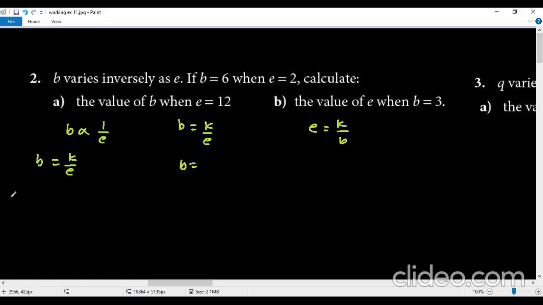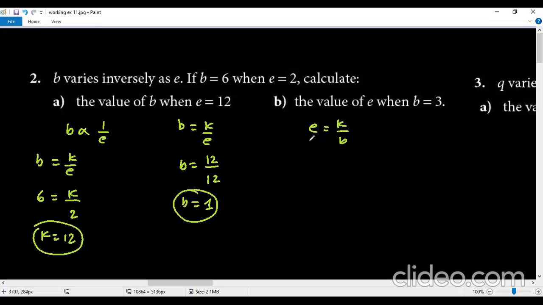Now here the value of b is to be found out, so we need to know the k value. In the question itself it says b equals 6 and k is unknown and e is 2, that means k is going to be equal to 12. So we will use k equals 12. So k value is 12 and e value is given as 12. So b equals 1.